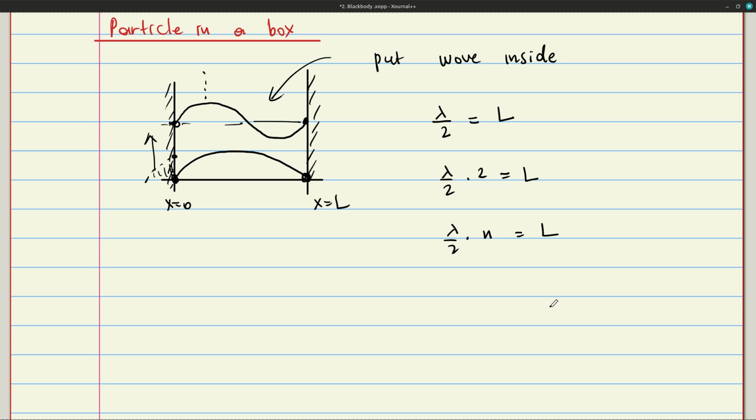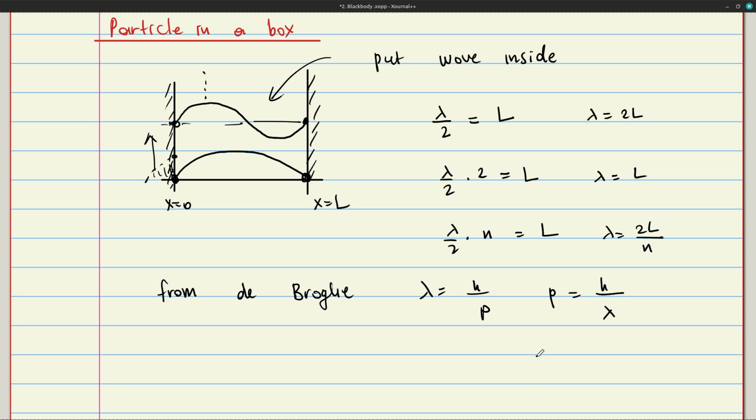So this is the wavelength, but from de Broglie we know lambda is equal to h over p, or p is equal to h over lambda. For example, this one is lambda equal to 2L, this one is lambda equal to L, this one is lambda equal to 2L divided by n. Then p is going to come with these integers, p_n, let me call it, is going to be h over lambda, which is 2L over n. This is going to be h over 2L times n. Because the wavelength is constrained, momentum is constrained because of de Broglie. Is it clear? Okay.